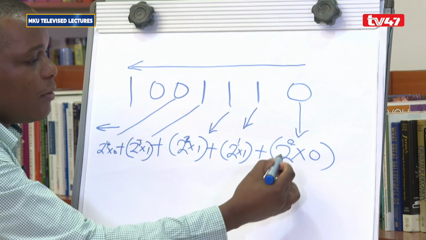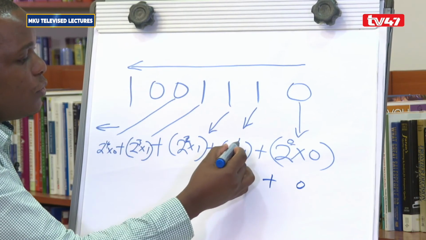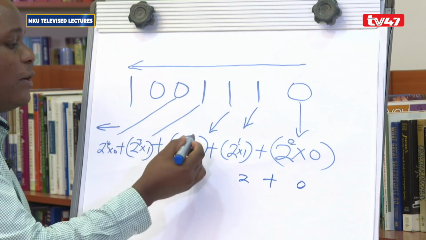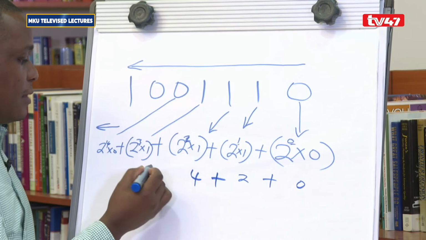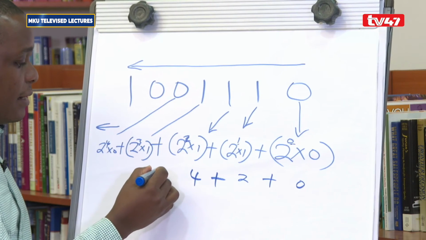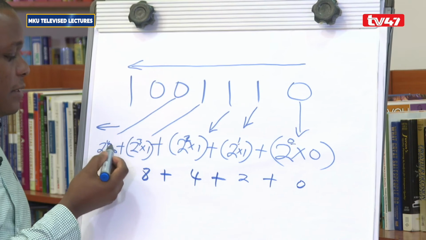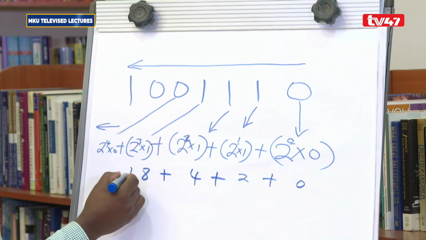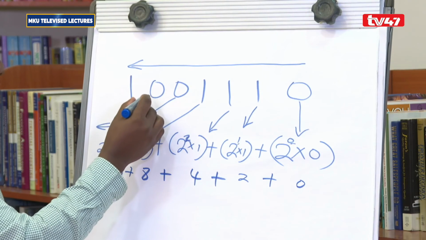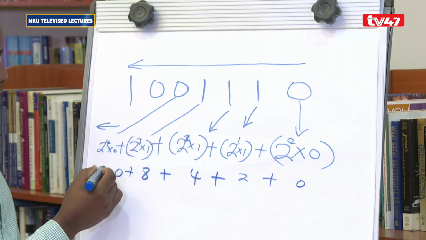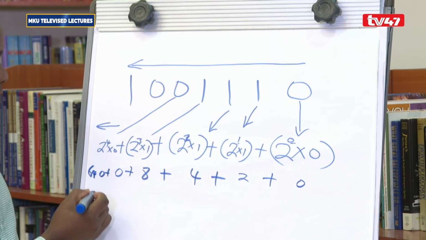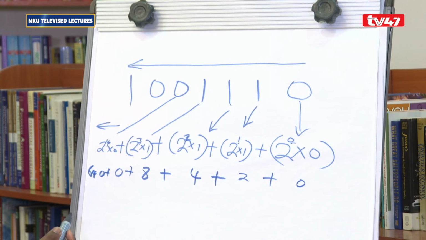2 to power 0 is 1, 1 times 0 is 0. 2 to power 1 is 2 times 1, you end up with 2. 2 to power 2 is 4 times 1, 4. 2 to power 3 is 8 times 1 is 8. 2 to power 4 is 16 times 0 is 0. 2 to power 5 is 32 times 0 is 0. 2 to power 6 is 64 times 1 is 64. Then you add these values together: 64 plus 8 plus 4 plus 2 plus 0.